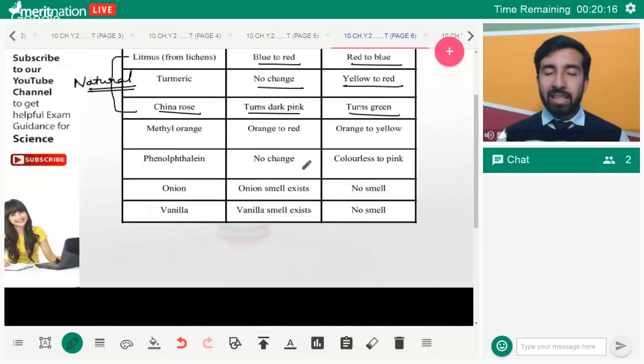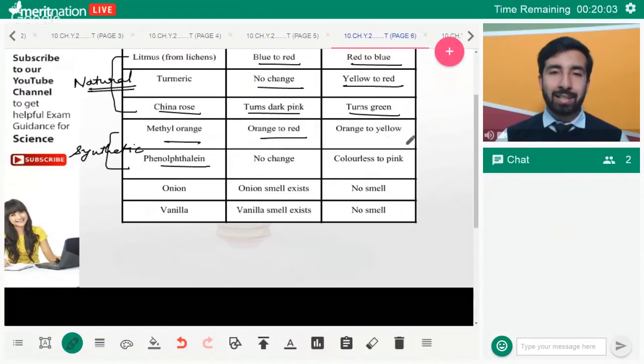I'll be coming to olfactory indicators. So the next two are your synthetic indicators, which include your methyl orange and phenolphthalein. We all know that methyl orange turns from orange to red in acidic solution and orange to yellow in your basic solution. Similarly, phenolphthalein does not have any color change in acids, whereas the color changes from colorless to pink in case of basic solutions.